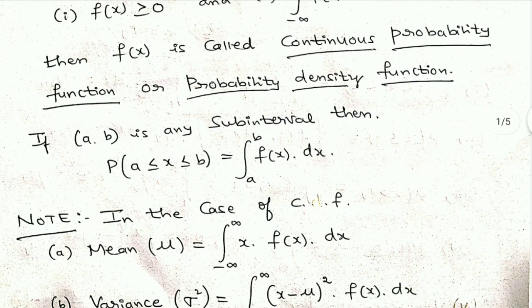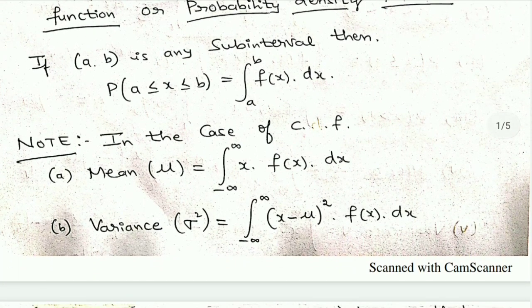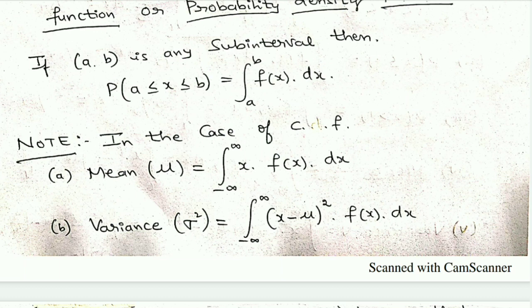Now, in the case of continuous, what are the values of mean and variance? Mean is the integration from minus infinity to plus infinity of x into f of x dx. In the case of discrete, what is the formula? Yes, it is the summation of x into p of x. And variance is again the integral from minus infinity to plus infinity of (x minus mu) whole square into f of x dx. Remember, here it is in terms of integration and the limit is minus infinity to plus infinity. If they specify the interval, that interval and limit we have to take.